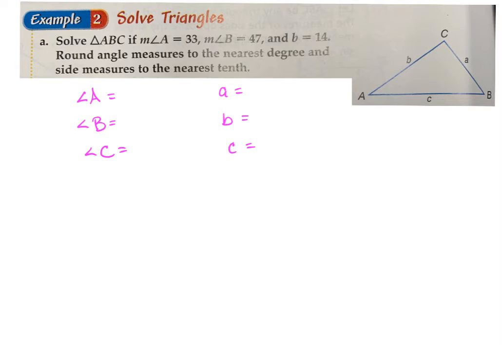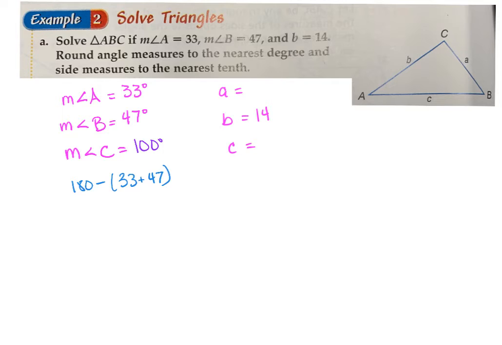Then you're going to fill in what they have given you. They told you the measure of angle A was 33 degrees. They told you the measure of angle B was 47 degrees. We are going to look for the measure of angle C. They told us the side length of B was 14. Now, there's an easy way to solve for the degree measurement of C. What is it? The 180. So they should all add up to 180. So 180 minus 33 plus 47. What's 33 plus 47? 80. So that means the measure of angle C is 80 degrees. That was an easy one. I mean 100 degrees, right? 180 minus 80.